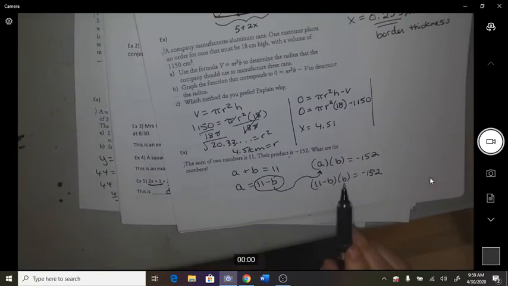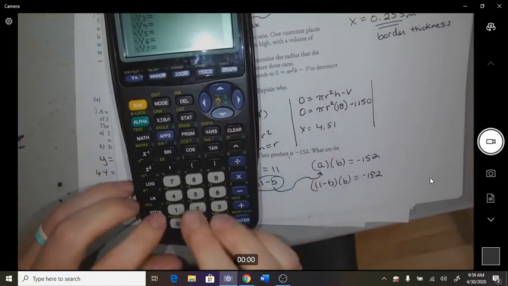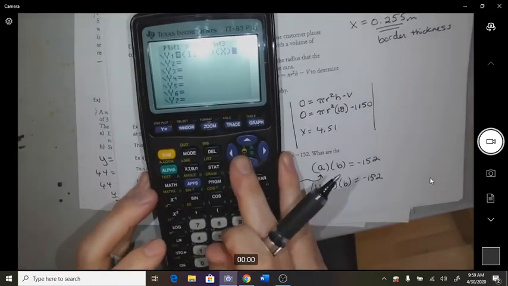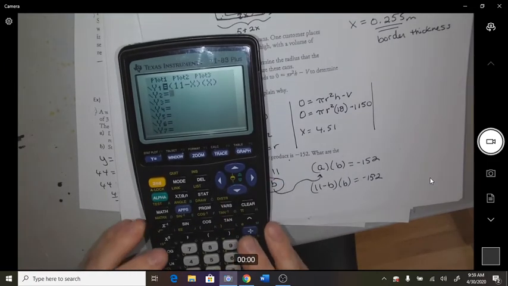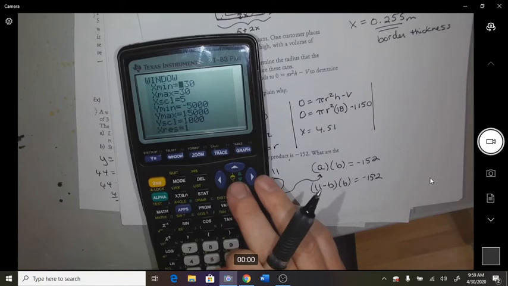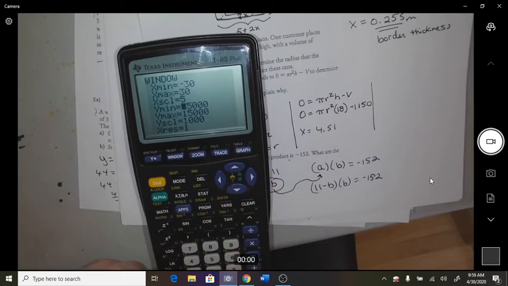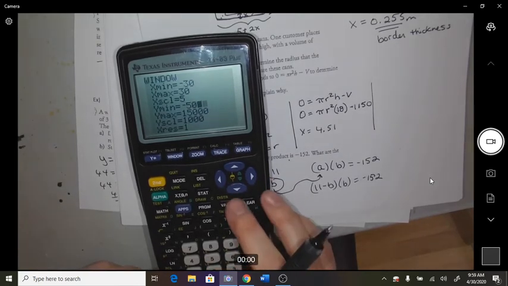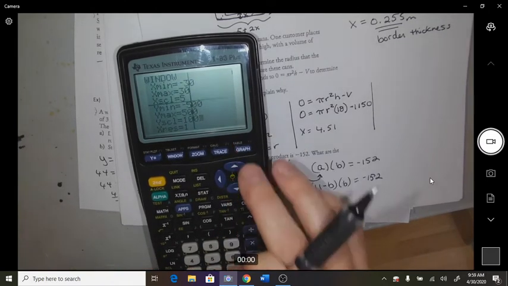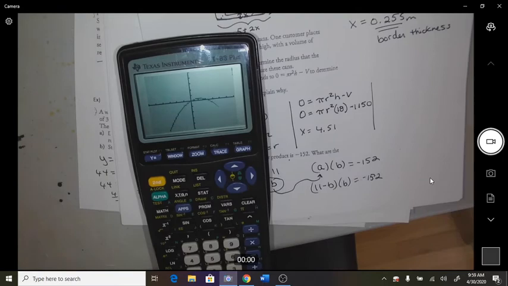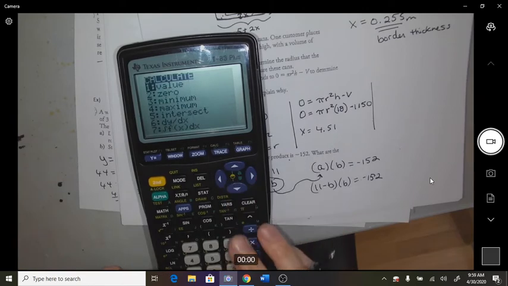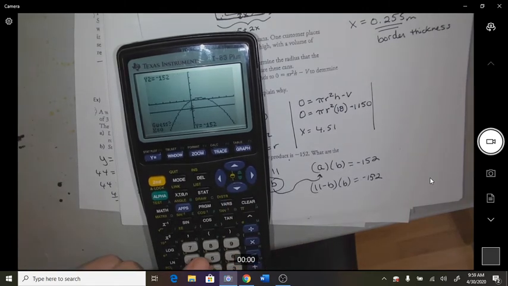Okay, so now I'm going to go into my calculator. Bracket 11 minus x times x, and then negative 152. So in my window, let's go from negative 500 to 500 maybe. Okay, so we want the intersections. So calculate intersection, enter, enter, enter.